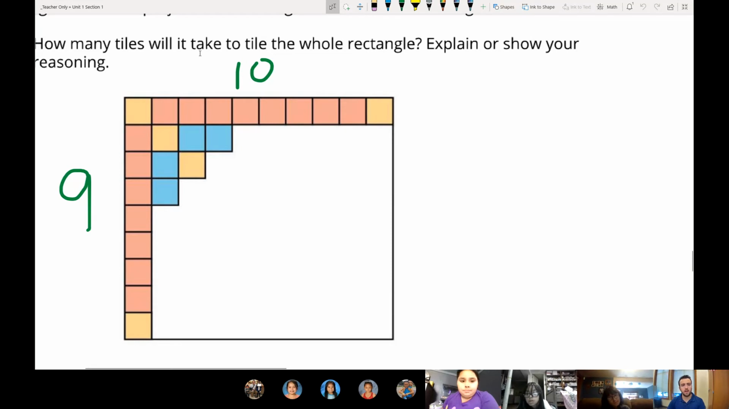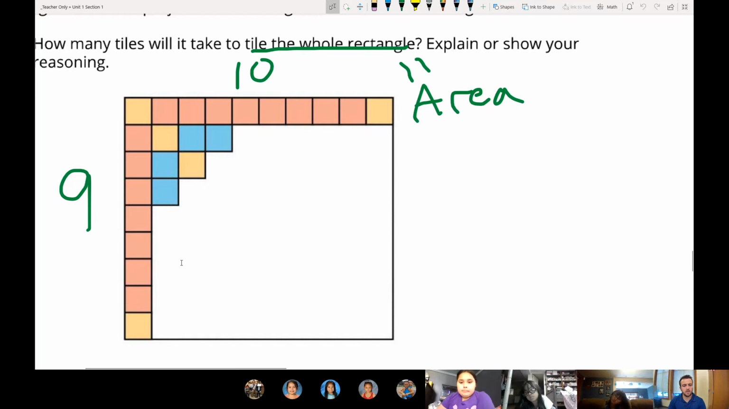And if we're trying to figure out how many tiles it will take to tile the whole rectangle, what are we solving for? Is that perimeter? Is that area? Is that side length? What is it? Pretty sure it's the area. We're solving for the area. I would agree. So tile the whole rectangle. I'm going to put a little equal sign, area. All right, that's what we're solving for. Trying to figure out the area of this rectangle.